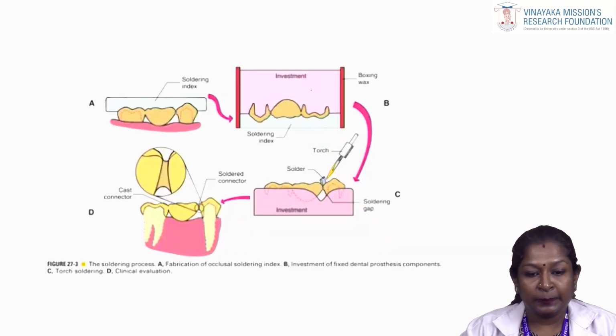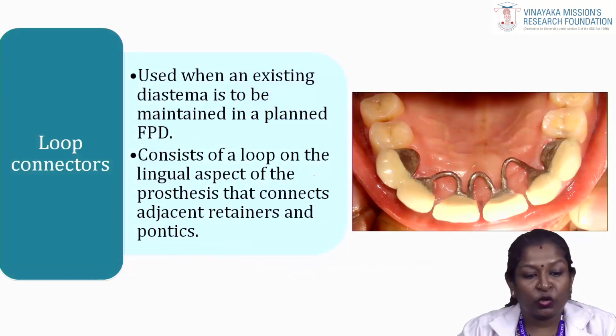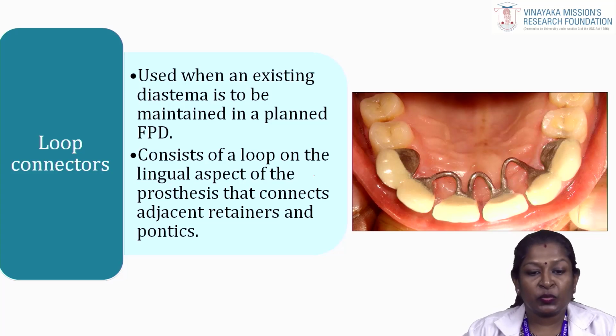Once casting is done, the solder material is placed between the retainer and the pontic and then is soldered. Coming to loop connectors, this is used when an existing diastema is to be maintained in a planned FPD. This consists of a loop on the lingual aspect of the prosthesis.